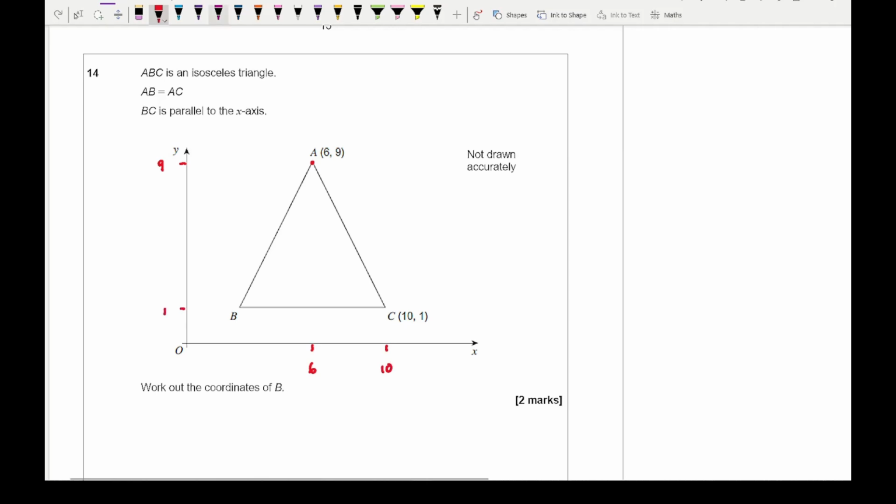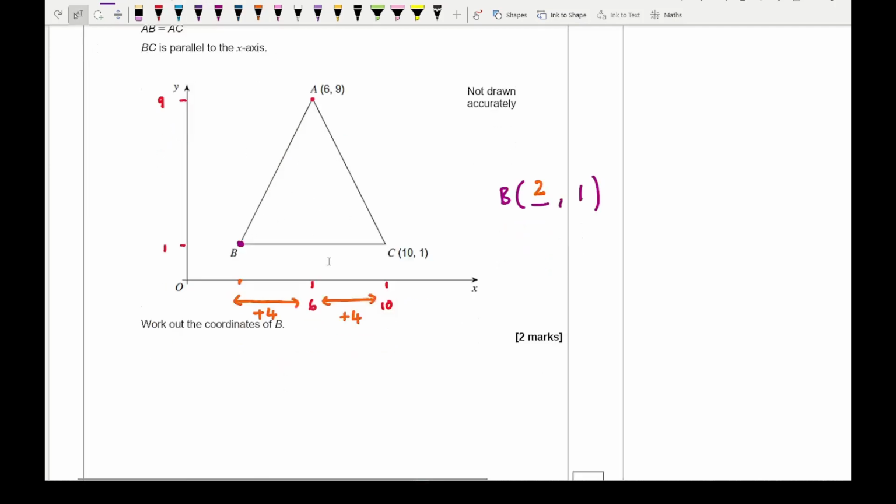Now in terms of looking at the coordinates, well, this is what we're trying to find, so for B. Now as you can see, it's parallel to the x-axis, so the y-ordinate is going to be the same as C, so that's definitely going to be a 1. So the next thing for me to find is what the x-ordinate is going to be. Now looking at the horizontal distance between A and C, we know that this distance here is 4, which therefore means that this length here must also be 4. So to work out what this point here is, I'm just going to do 6 take away 4, which is 2. So the coordinate of B is going to be 2, 1.